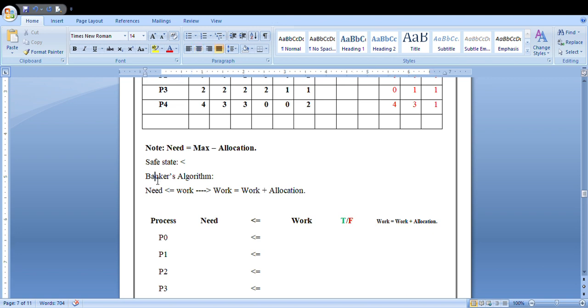In the Banker's algorithm, you are making use of two types of algorithms: one is the safety algorithm, and another one is the resource allocation algorithm, or resource request algorithm. These two are different algorithms. This is an example for your safety algorithm.